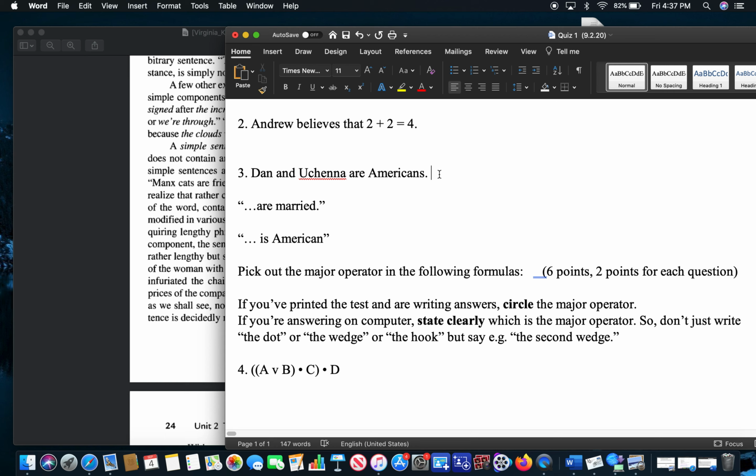It's a successful paraphrase, so therefore, since this sentence can be paraphrased into a sentence which does literally contain, in this case, 2 sentences as components, it is a compound sentence, right? And what are the simple components? The first one is Dan is American. The second one, Uchenna is American.